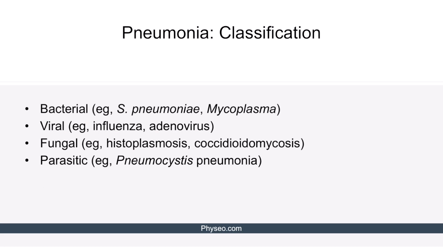There are various types of pneumonia. Based on etiology, pneumonia can be divided into bacterial pneumonia, if caused by bacteria such as Streptococcus pneumoniae and Mycoplasma, viral pneumonia, if caused by viruses such as influenza virus and adenovirus, fungal pneumonia, caused by fungal infections such as histoplasmosis and coccidioidomycosis, and parasitic pneumonia, for example, the Pneumocystis pneumonia of AIDS.